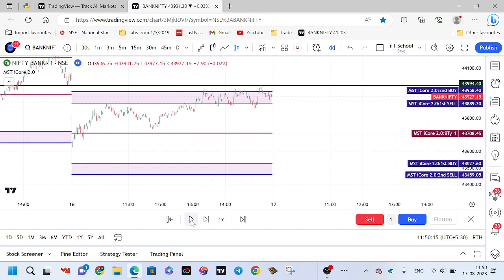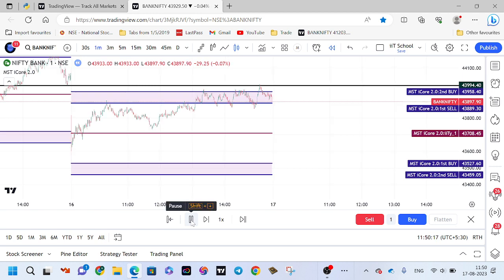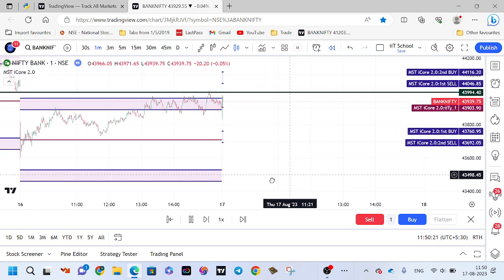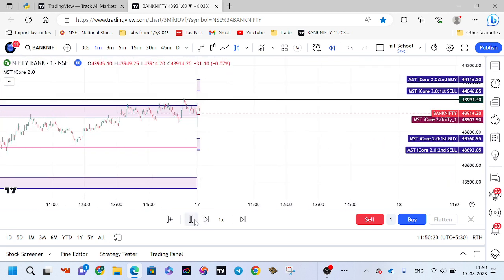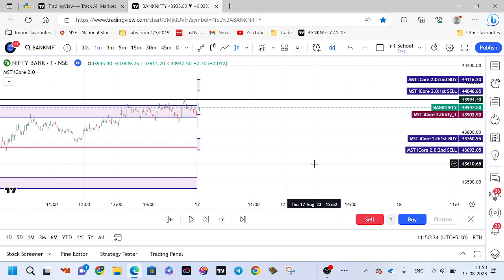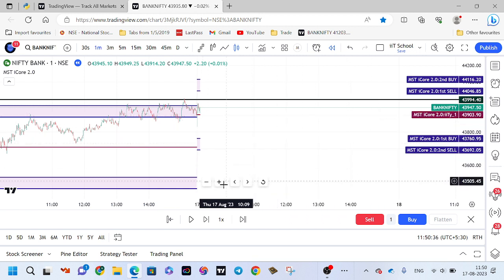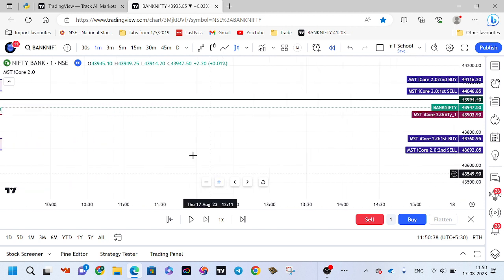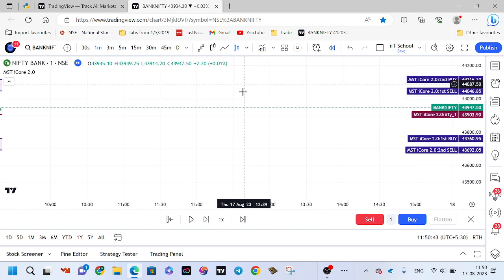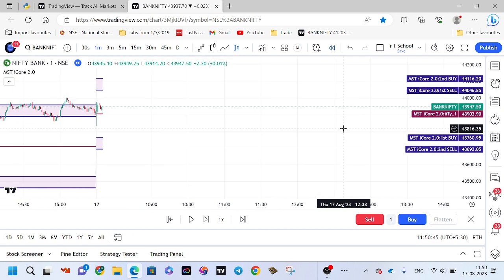So now assume that the market has just opened on 17th August 2023 at 9:15, and immediately once the market has opened, you can see here our lines got formed. So when the market is reaching 44,046, we are supposed to buy a put option. If the market is reaching 43,760, we are going to buy a call option. Hope it is clear. And what is this line? This is drawn based on the price action pattern yesterday itself.